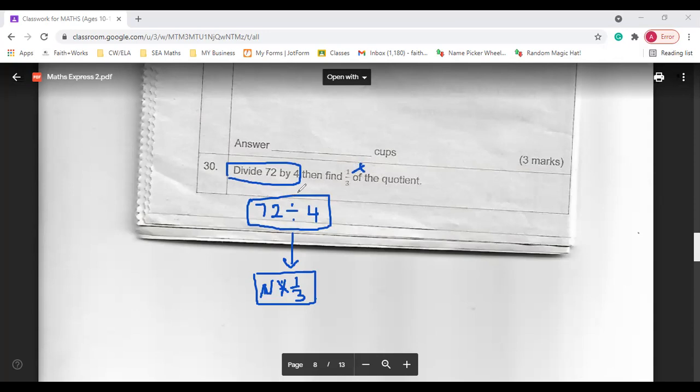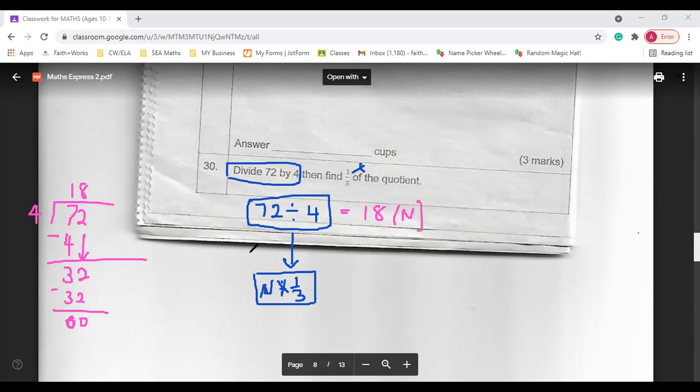72 divided by 4 equals 18. All right, we can do some long division. 72, 4 could go into 7, 1 time, so it's 4, subtract, 3, bring down 2, 4 can go into 32 8 times, right? 0, 0.